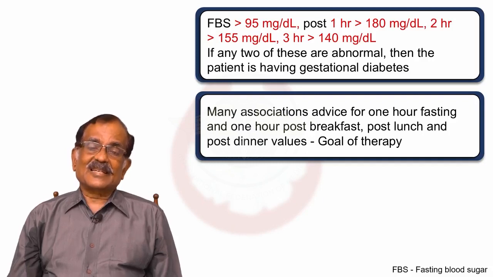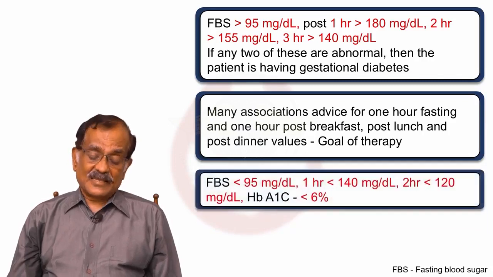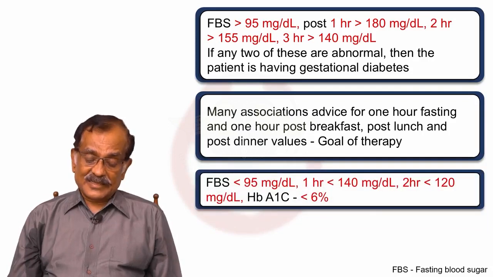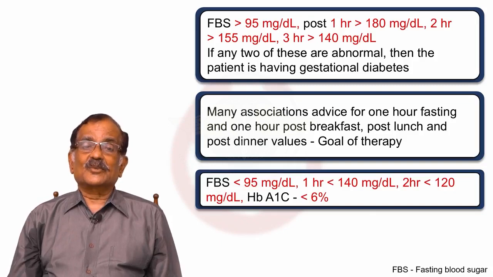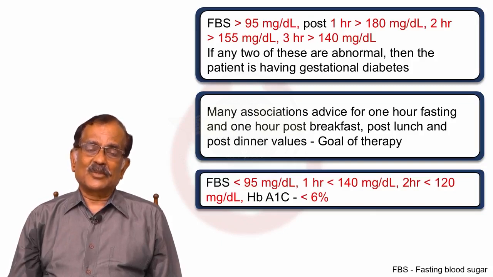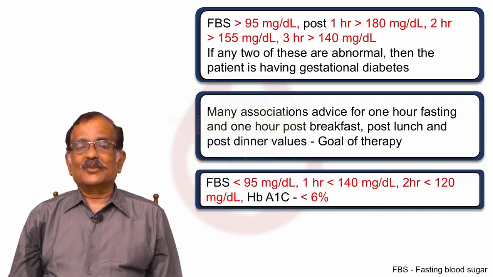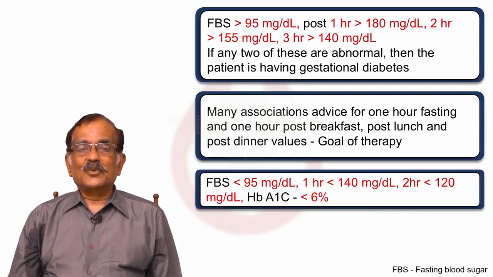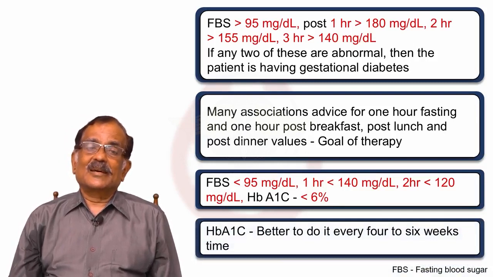And the criteria taken is that the fasting must be less than 95, and the 1 hour target must be less than 140, the 2 hour target must be less than 120, and the other thing is you have to do hemoglobin A1C estimation, which must be less than 6%. Now every day you will have to do these 4 values, and usually hemoglobin A1C is done once in 3 months in routine practice.